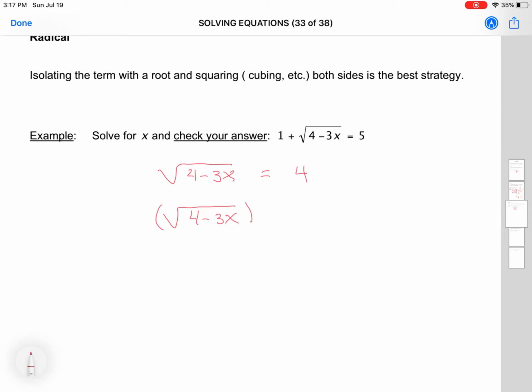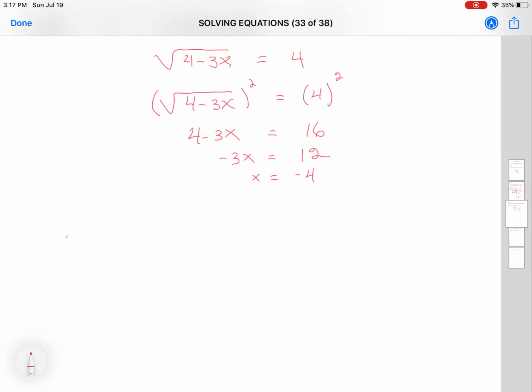And now I am going to square both sides. The square root and the square will cancel out to give me 4 minus 3x is equal to 16. And now we're down to a simple linear equation. So minus 3x is equal to 16 minus 4, that would be 12. Divide both sides by negative 3. And x should be minus 4.